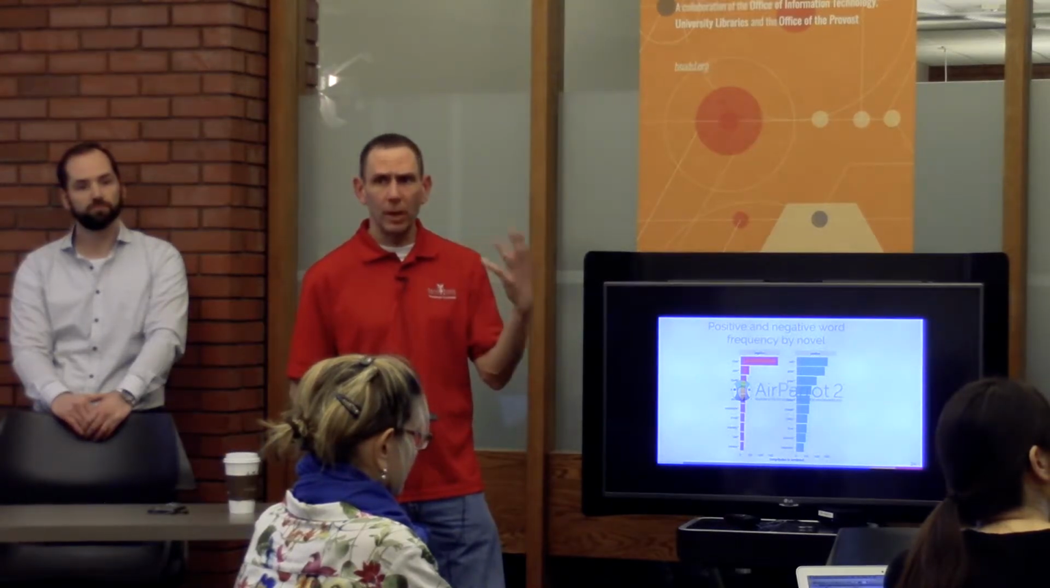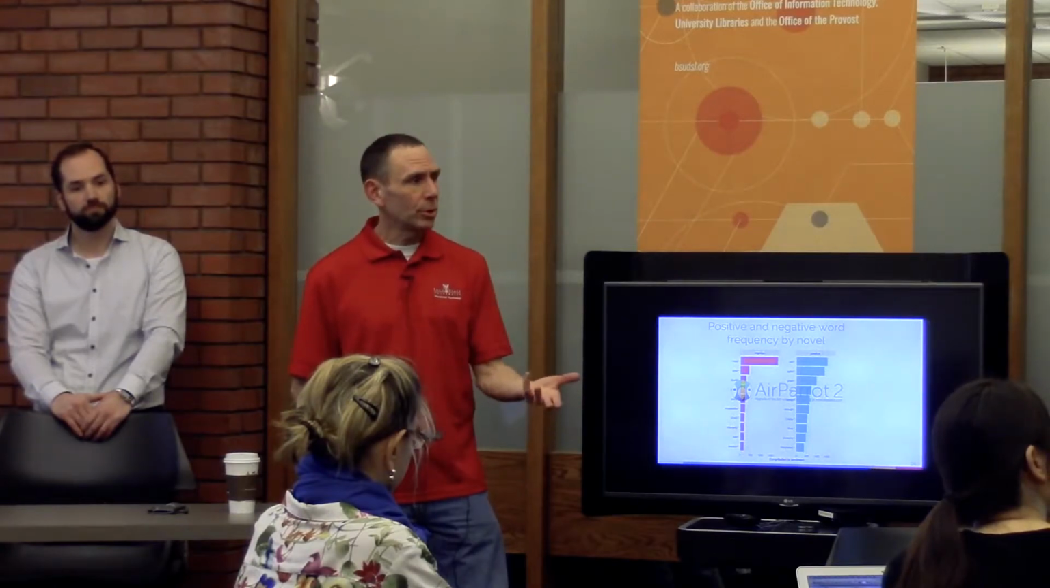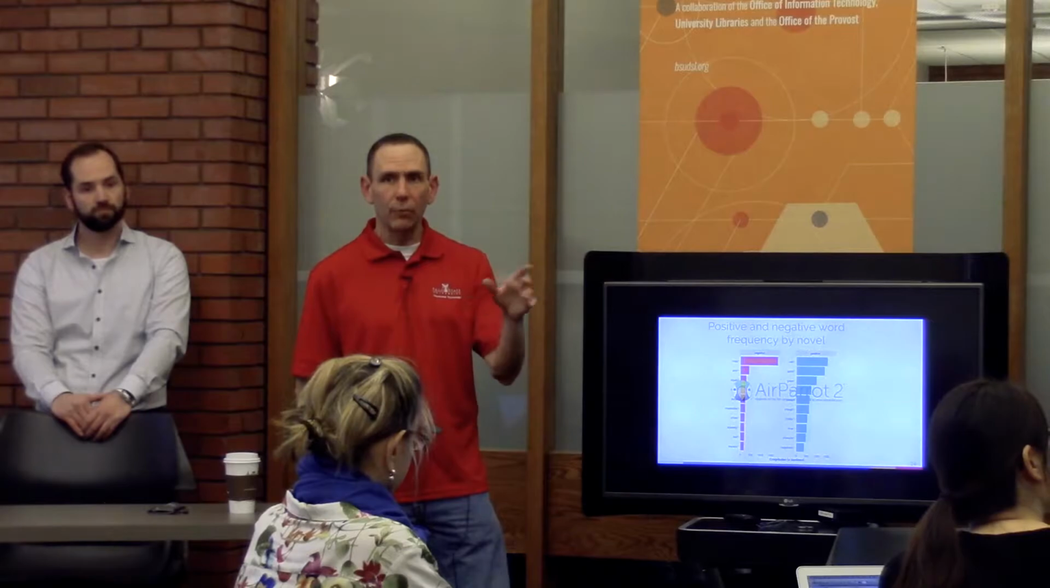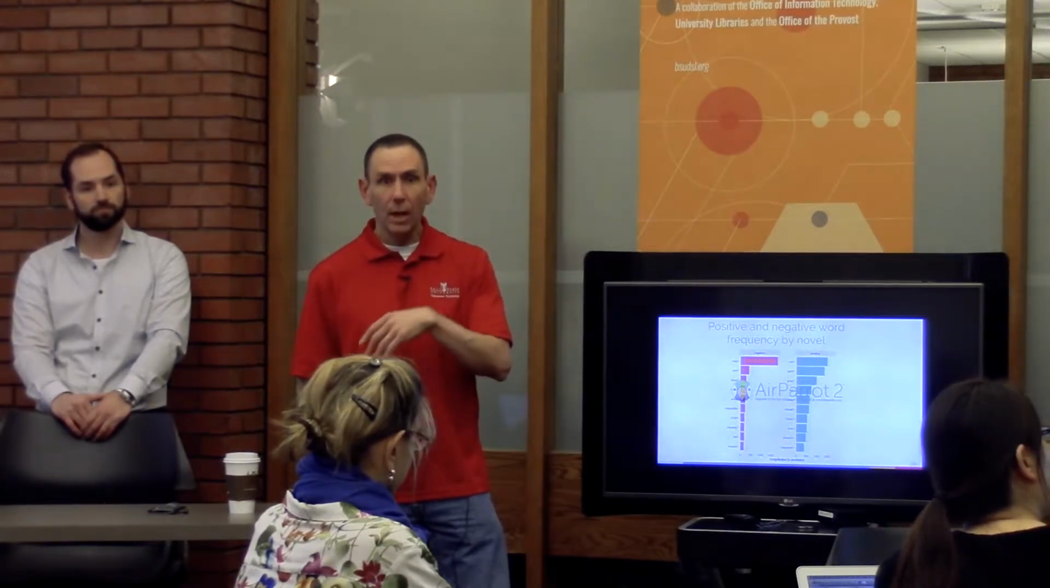So now we're developing a picture of what are the words that are used most often. How do the positive and negative words track through the course of the novels? And what are the most common positive and negative words that Jane Austen used?